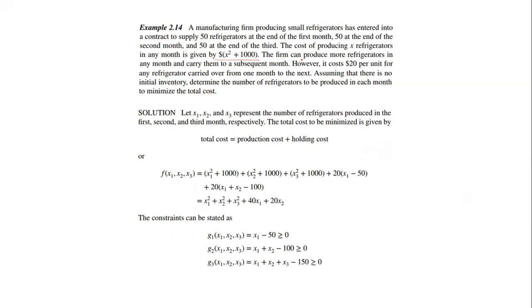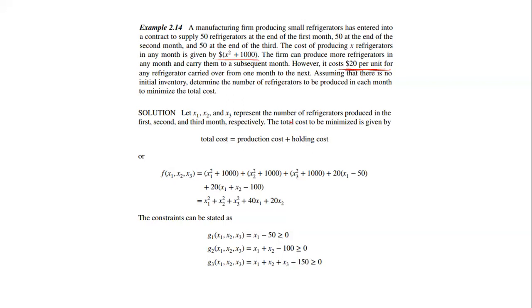So the firm can produce more refrigerators. Even though they have to supply 50 at the end of the first month, 50 at the end of the second month, and 50 at the end of the third month, they can produce more. Whether it is wise to produce more or not is the question here. If you produce it earlier and have to hold it for some time, you have to pay $20 per unit. This is for storage or holding. This is the manufacturing or production cost, and this is your holding cost.